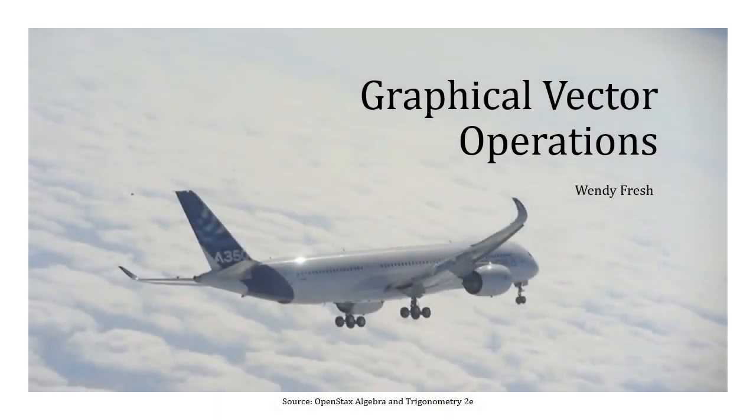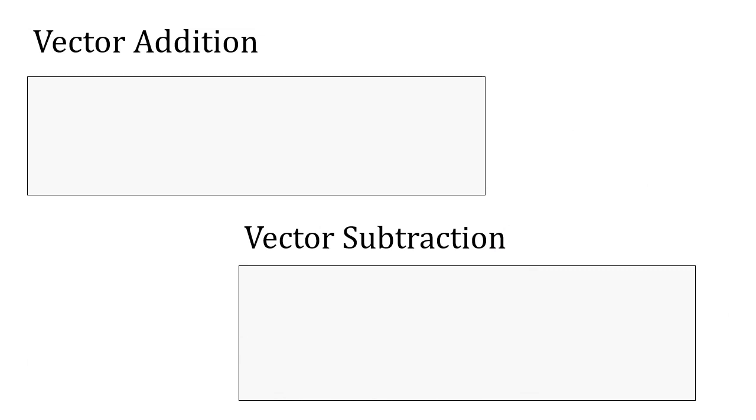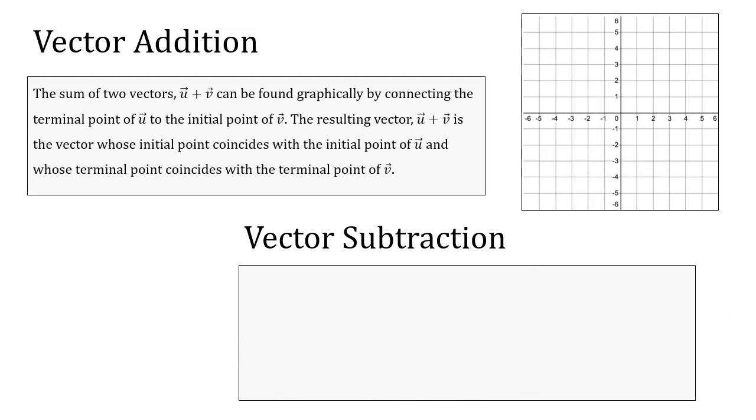In this section, we're going to take a look at some vector operations from a graphical perspective. So let's begin with vector addition. The sum of two vectors, so imagine you have two vectors and we want to add them.